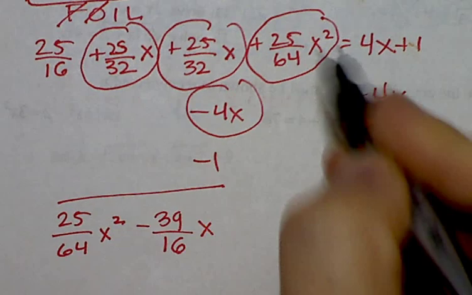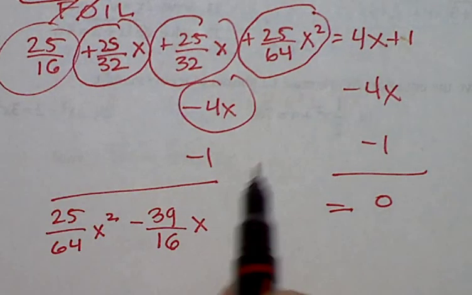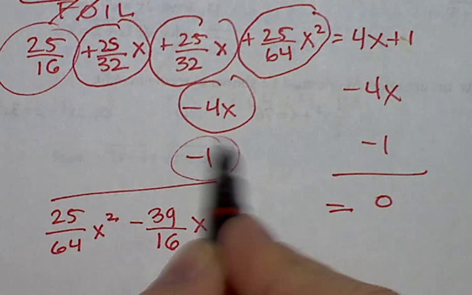So I've taken care of these. Now, can you do me a favor? Use your calculator and combine a positive 25 over 16 and a negative 1.